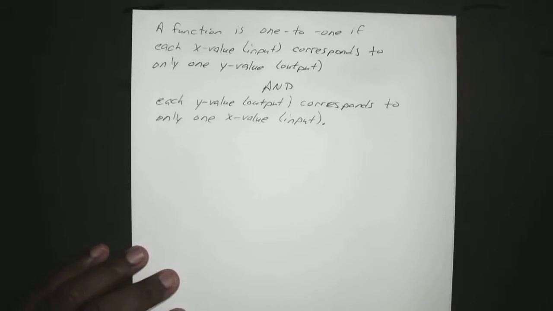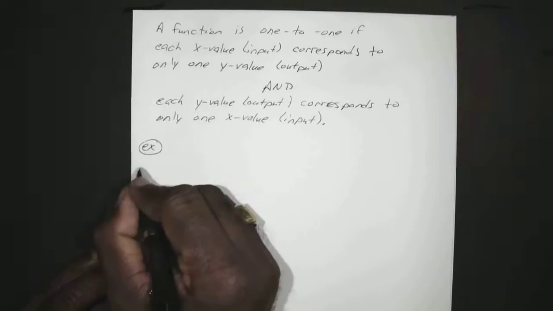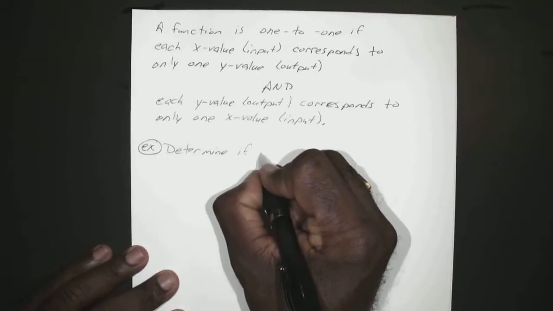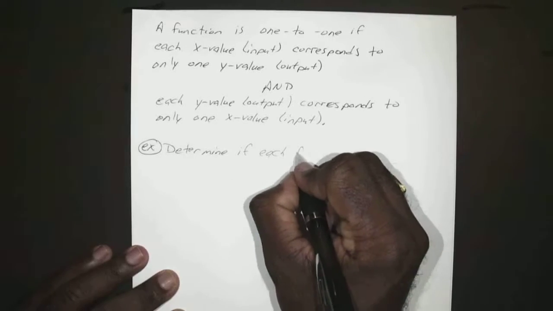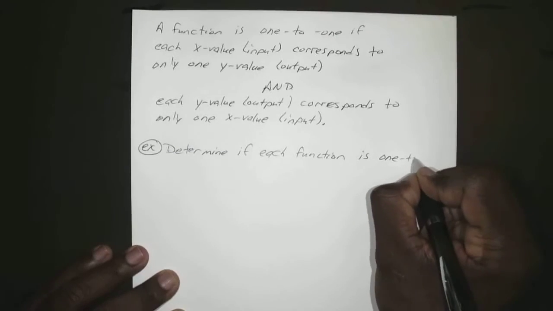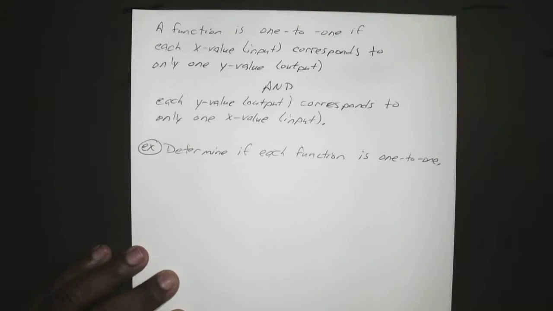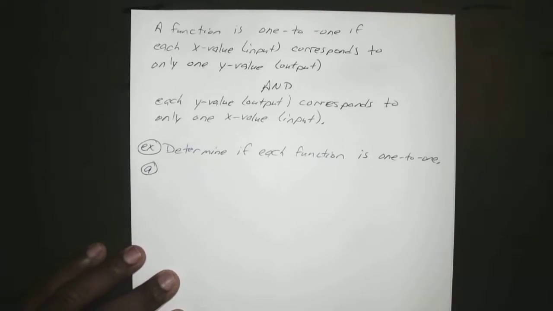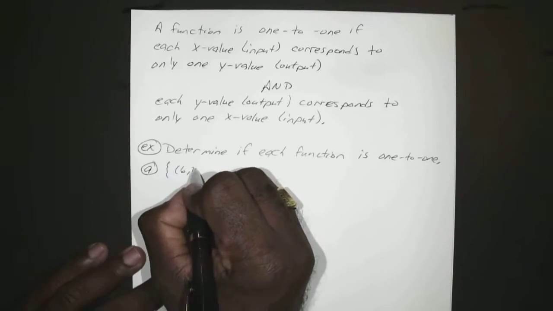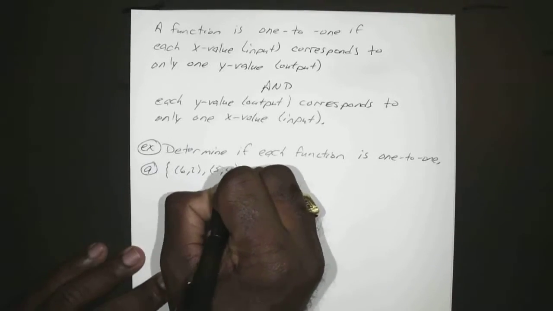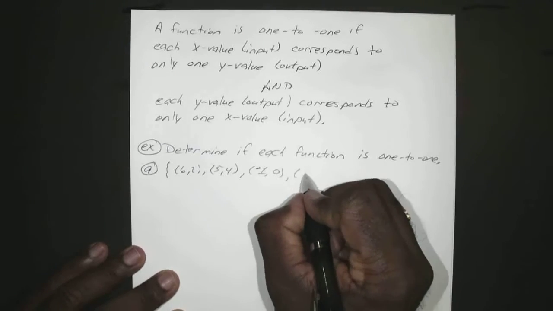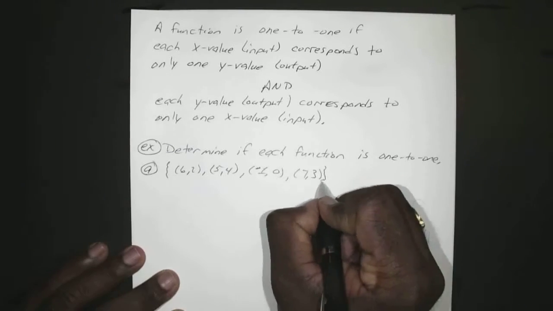Okay, so let's say, for example, determine if each function is 1-to-1. Okay, so let's say for A, if we have (6, 2), (5, 4), (-1, 0), and (7, 3).